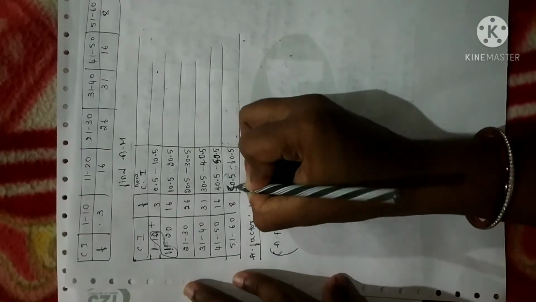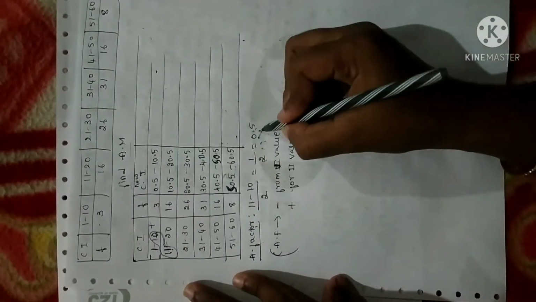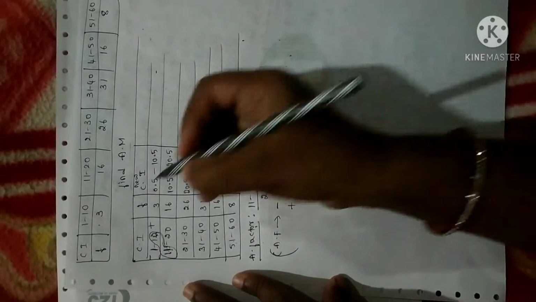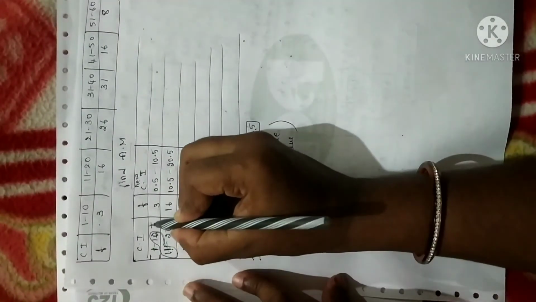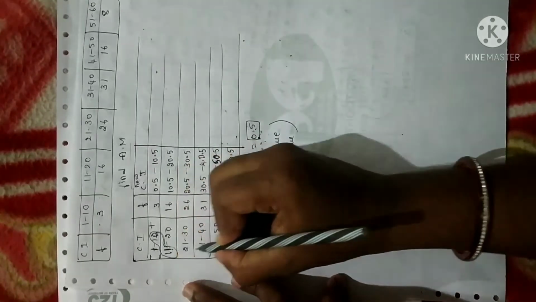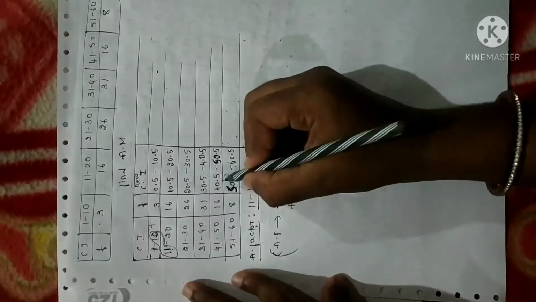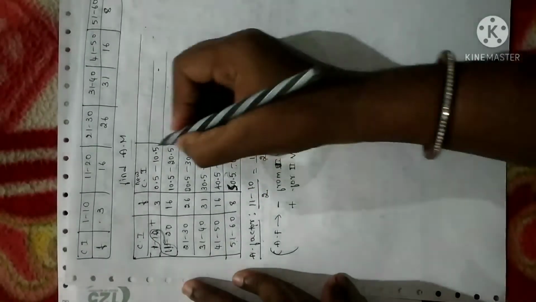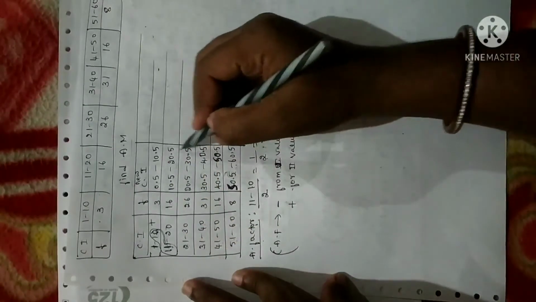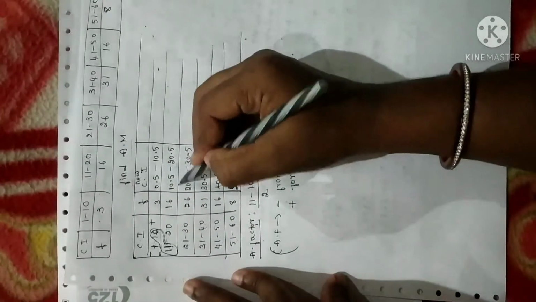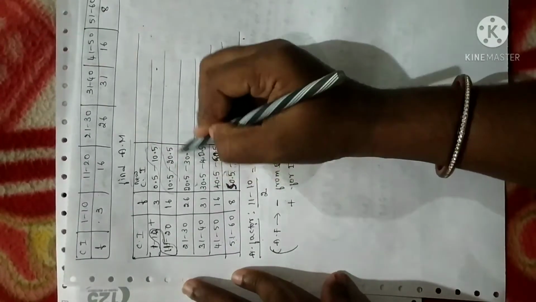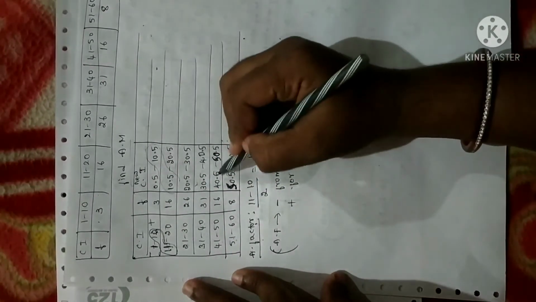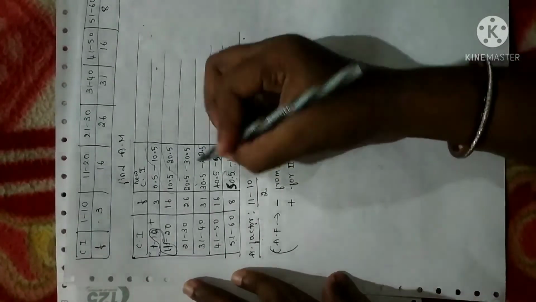I'm repeating once again. Once you find the adjustment factor, it should be subtracted from the first value and added to the second value. Whatever the first column value is, I have subtracted 0.5, that is the adjustment factor. For the next column value I have added the same value, so that you can note that now there is a continuation of data. Fine. 10.5, 10.5, 20.5, 20.5, 30.5, 40.5, so everything is continuous.